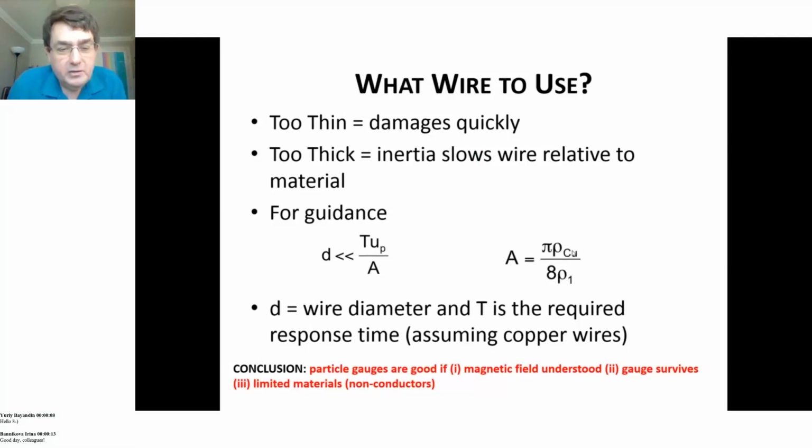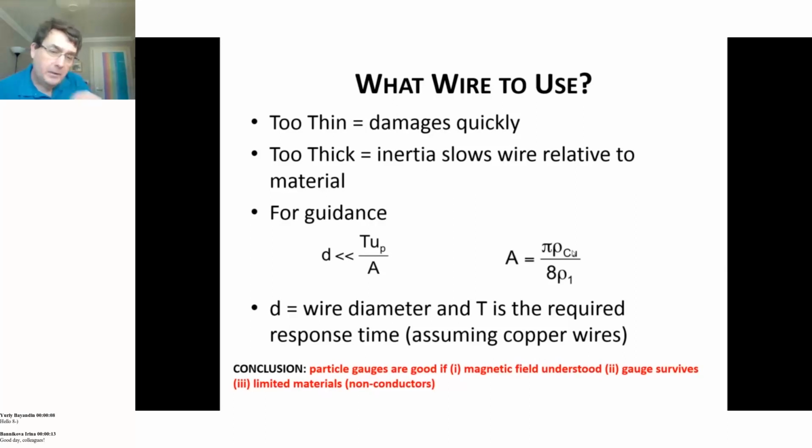You can look in the literature. There is some guidance given there on wire diameter. P is the required response time. So a couple of very simple equations there based upon a fluid motion, and you can estimate the response time of gauge that you're after based upon the D, the wire diameter, the required time, the particle velocity, and A, which is this term, and we were using copper wires, so the term on the top there is density of copper.